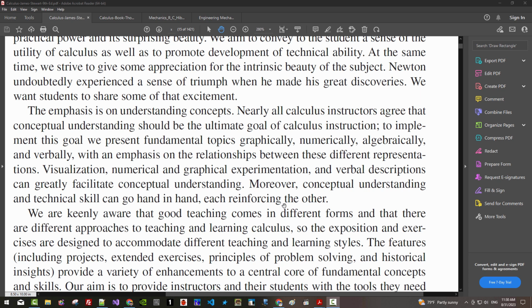Each reinforcing the other. The emphasis is on understanding concepts. Nearly all calculus instructors agree that conceptual understanding should be the ultimate goal of calculus instruction. After each passage, think what the passage is trying to convey to you.